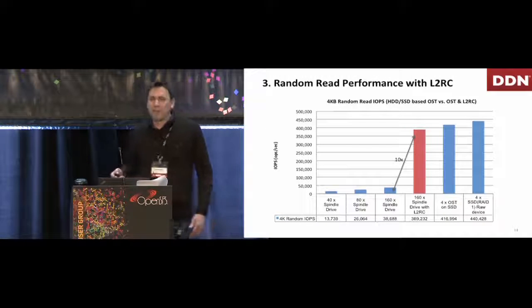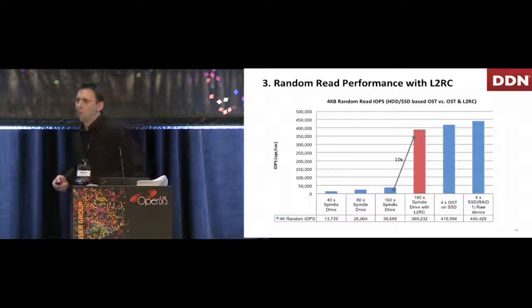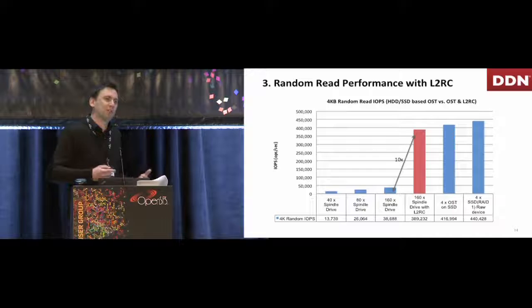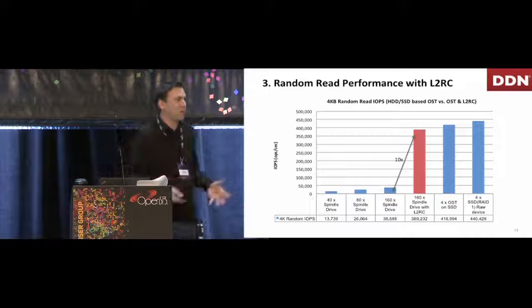And we get a similar increase. So again, it's about a 10-fold performance increase for 4K random reads. But the point here is that we're slightly more intelligently able to select which of those Lustre objects to move into this tier.